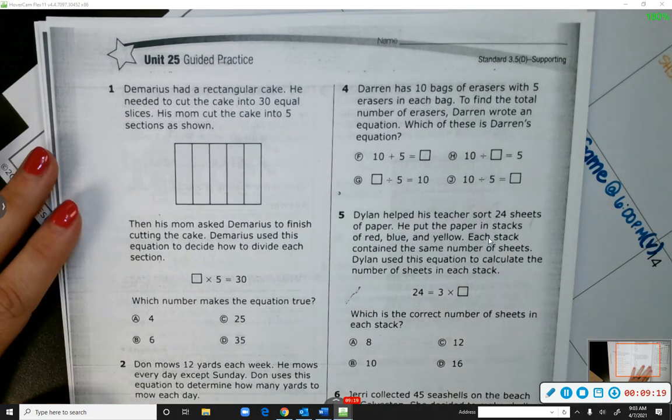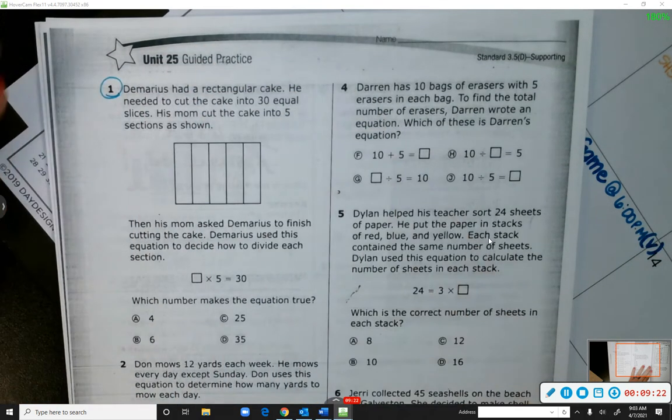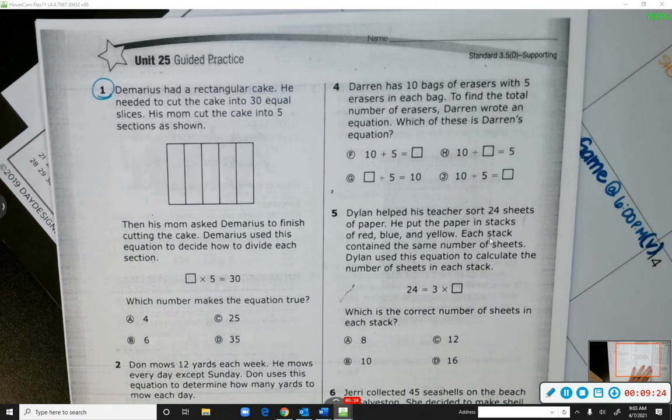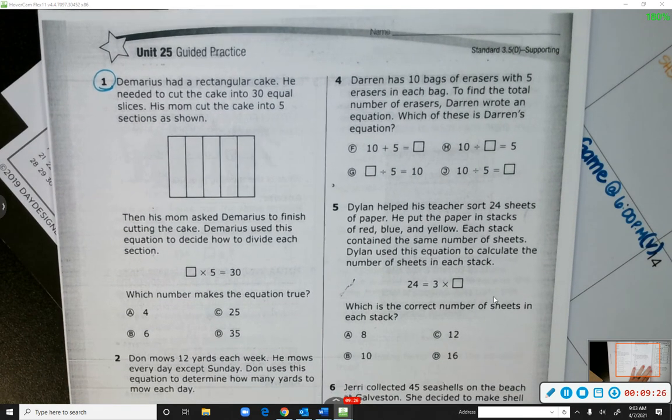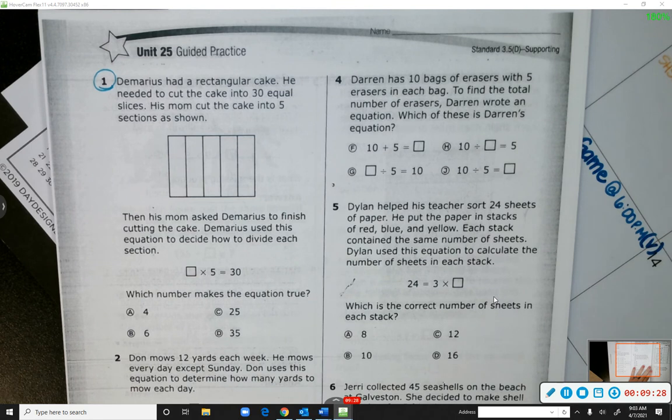Okay, I want you guys to try number 1 on the back on your own. So page 200. Demarius had a rectangular cake. He needed to cut the cake into 30 equal slices. His mom cut the cake into 5 sections as shown. Then his mom asked Demarius to finish cutting the cake. Demarius used this equation to decide how to divide each section. Okay, so figure out the missing number.